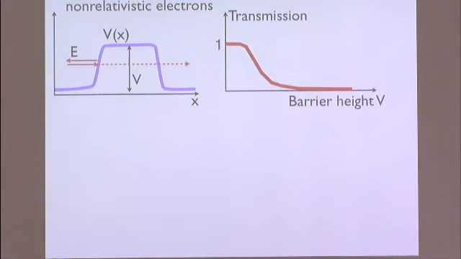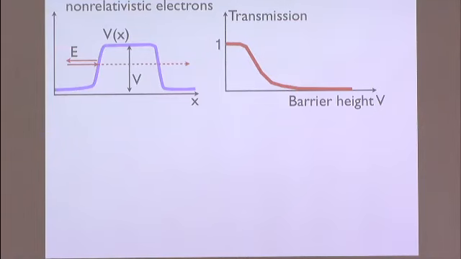I don't want to keep the barrier fixed and change the energy and ask about the transmission. Rather, I want to keep the energy fixed, and then I change the height of the barrier. So if the barrier is very low, if V is much smaller than E, then the wave will practically be perfectly transmitted. There will be slight reflection that depends on how sharp your barrier profile is actually.